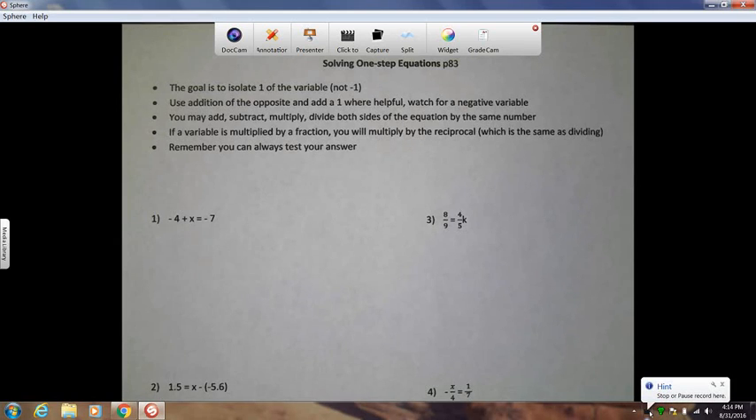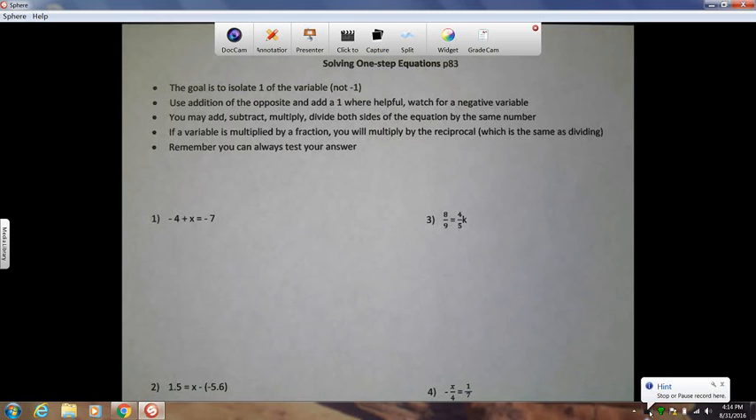Okay, we are working with solving one-step equations. Remember to pause this video anytime you need to stop and write. Rewind the video if there's things you need to review, and always pay attention to the quiz questions and anything that is starred as being important. So the first thing we see here is that the goal is to isolate the variable, not -1.